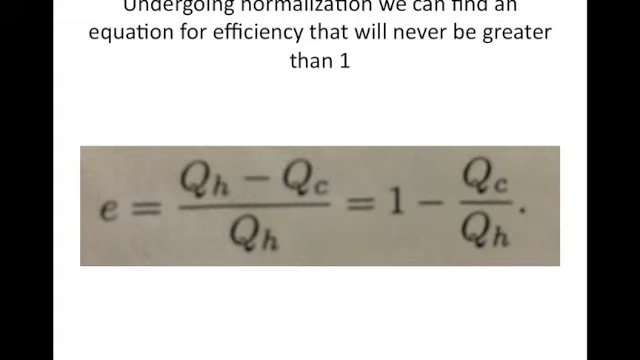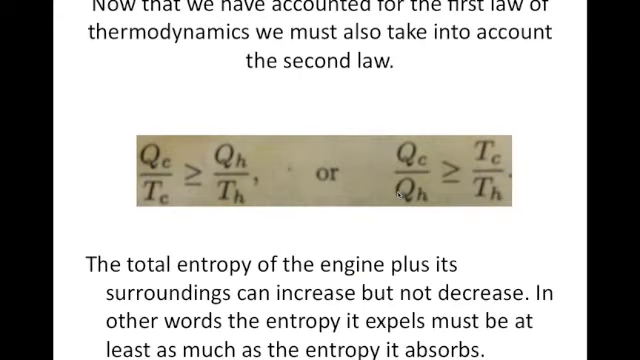But right now, after the first law of thermodynamics, this is our equation for efficiency right here. But we have to take into account the second law of thermodynamics as well. So this is going to add in a couple different changes. After including the first law, we also have to take into account that the total entropy of the engine plus its surroundings can increase but not decrease. So in other words, the entropy it expels must be at least as much as the entropy it absorbs. And this is essentially what these equations are saying.